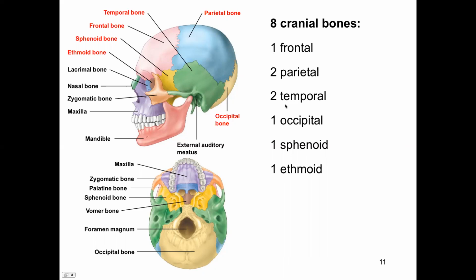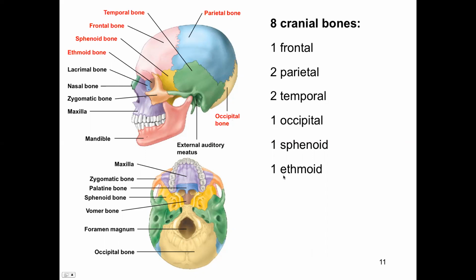There's 2 temporal bones, all right? So here they are in green, and there's going to be one on the other side of the head. You can see them here as well in green. There's one occipital bone, so that's going to be the back and the bottom part of the head. This is the foramen magnum, where the lower spinal cord is going through, at the base of the skull, base of the brain.